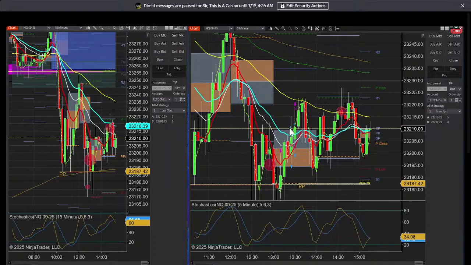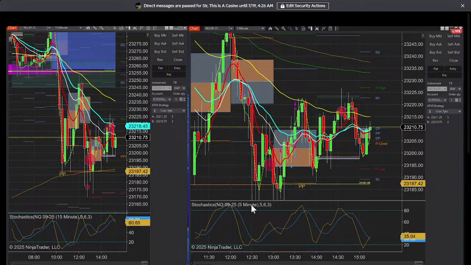Let's see, here was an entry. Oh, this is where I did 10 contracts to get green again. I don't know what else to tell you.